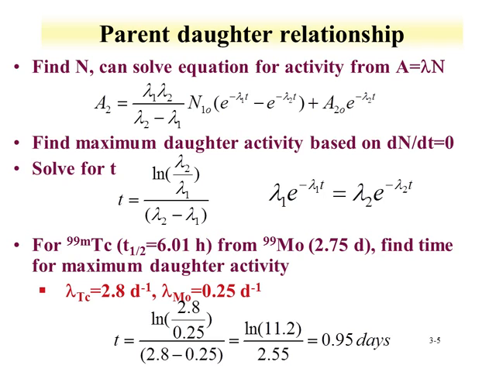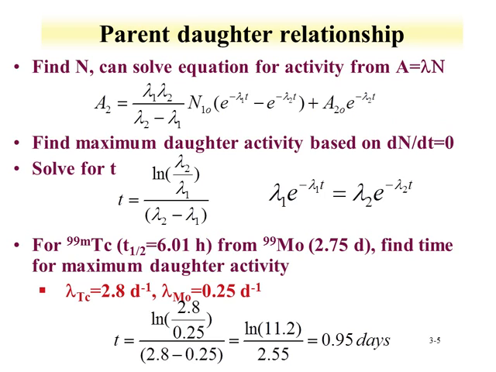On the previous slide, we showed the relationship to solve for the number of atoms of daughter, N2. By using activity equals lambda N, we can now use the same equation to solve for the activity of the daughter, and all we're doing is multiplying the term that we got by lambda 2 here, and then we just add the initial activity of the daughter.